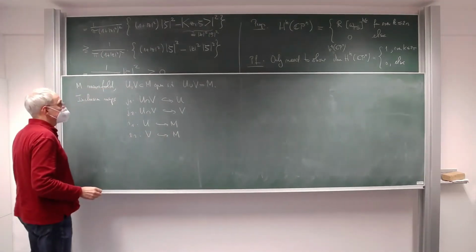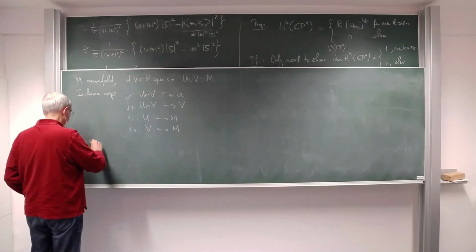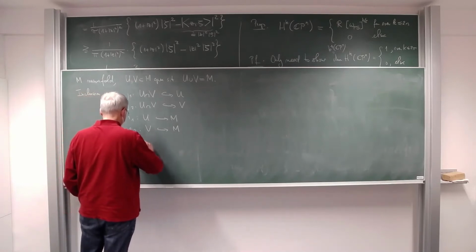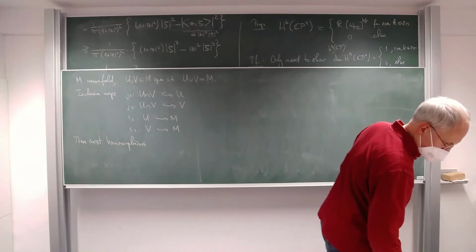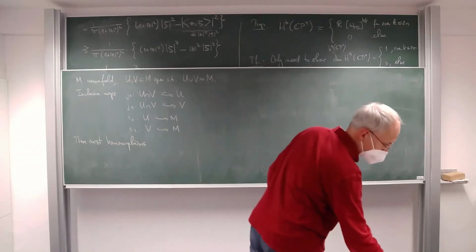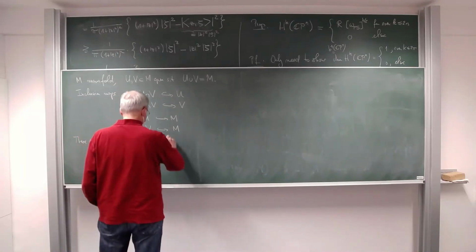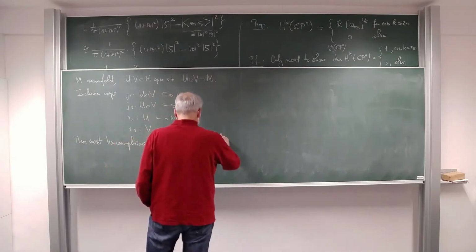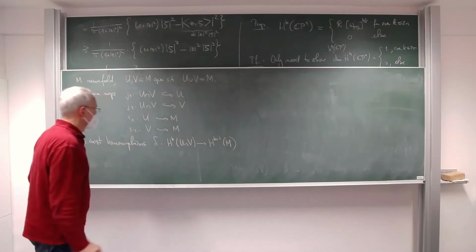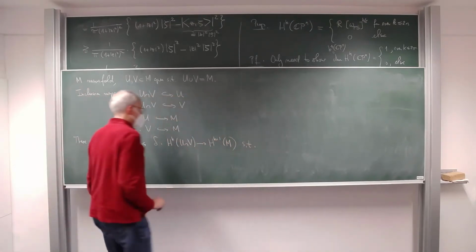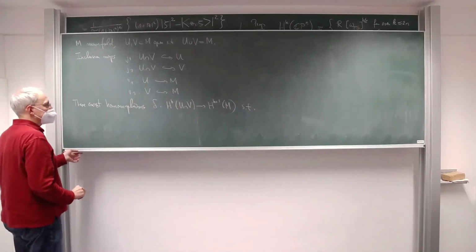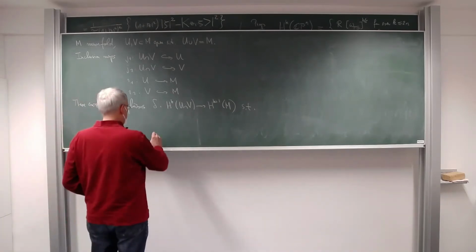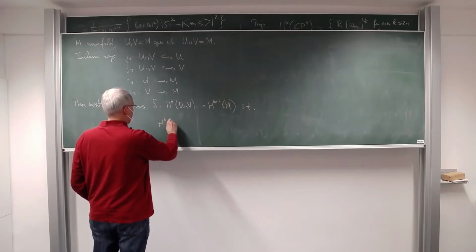And then the statement is, there exist homomorphisms delta from H^k of the intersection to H^(k+1) of M, such that the following sequence is exact. Namely, so let's see, what maps do we have now? So let me write down maybe H^k of M here.